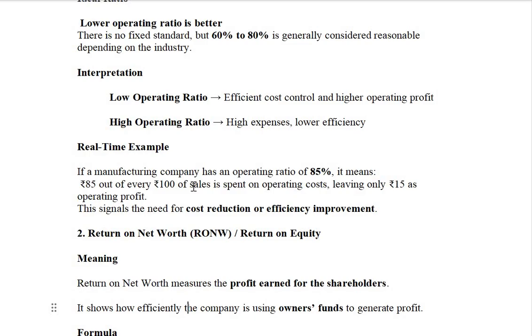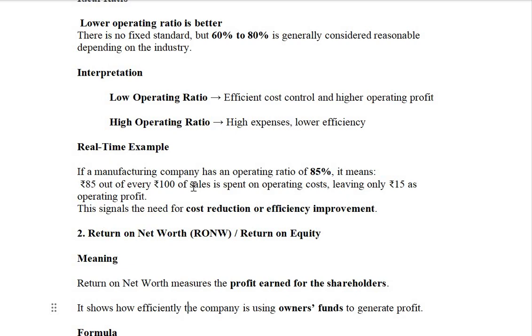So in the real-time example I just mentioned, a manufacturing company has an operating expenses ratio of 85%. It means that the turnover, that is the percentage of turnover sales, is 100. From the 100 revenue, 85 percent is spent on operating expenses. Only 15 percent is left for profit.